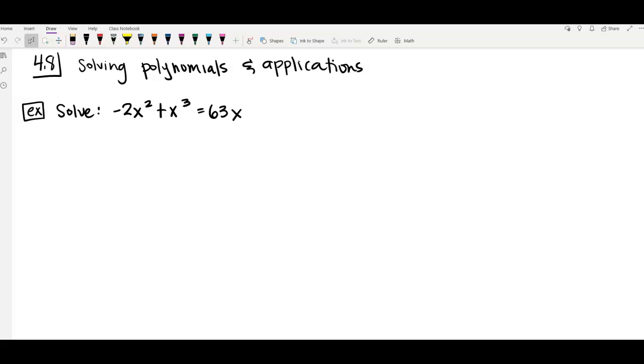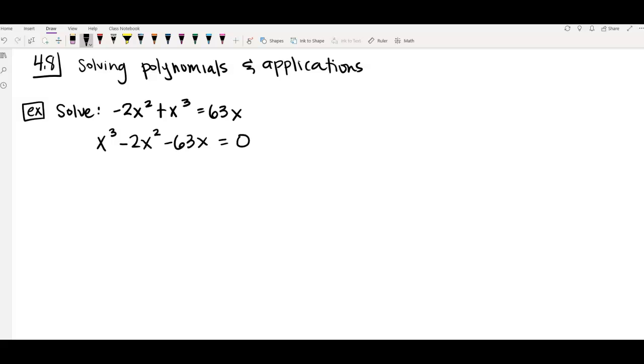So if I'm trying to put this in descending order so that everything's on the left-hand side, my x to the third needs to be written first because it has the highest exponent. And then my next highest is my negative 2x squared, right? So I'm looking at the exponents there. And then I'm going to go ahead and subtract my 63x over so that everything's on the left side, right? And equal to 0, right? So I've got a power of 3, power of 2, and then power of 1 on my exponents, right? So those are in descending order.